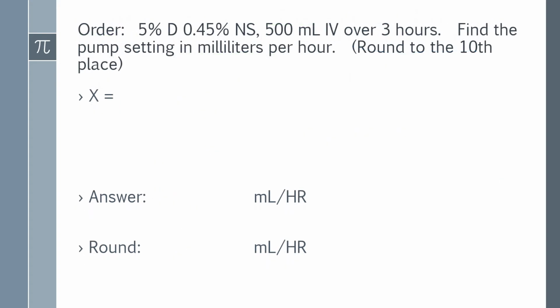All right, so let's do one more milliliter per hour. Now this one's got a little bit more information in it. So remember, the first thing we want to do is determine what we are solving for. So we know that we are solving for milliliters per hour, right? Now, let's figure out what is significant and relevant. So when I'm looking at this, I see 5% dextrose, 1/2 normal saline, 500 milliliters IV over 3 hours.